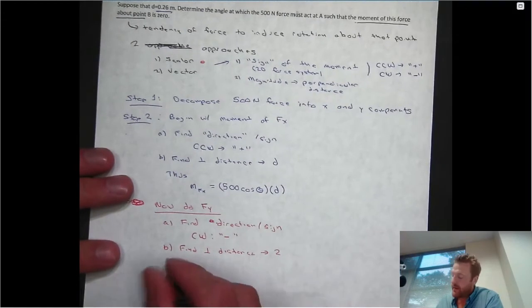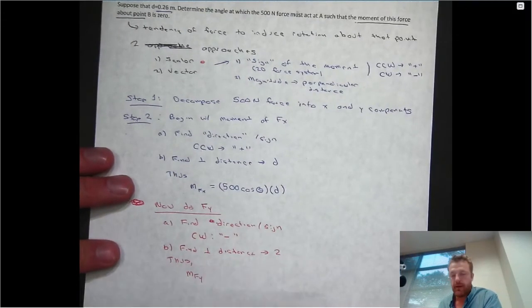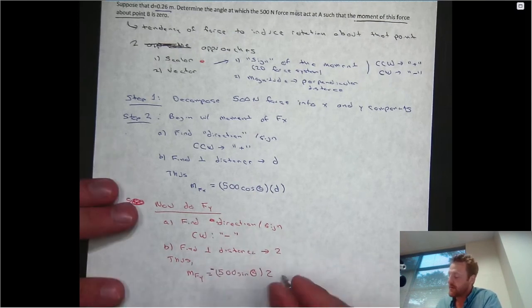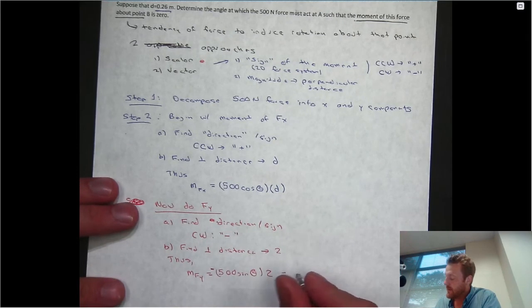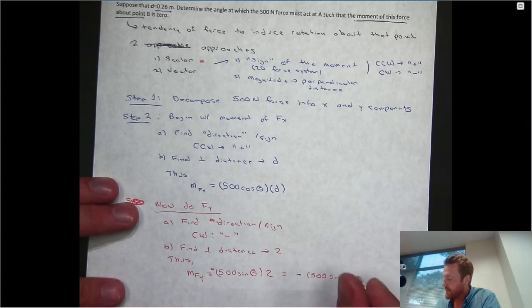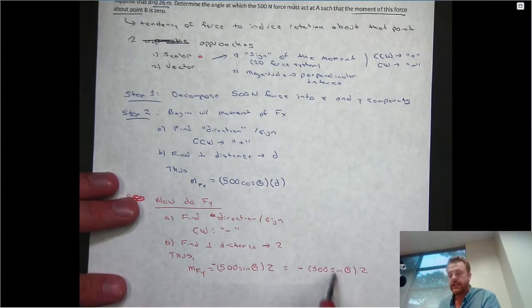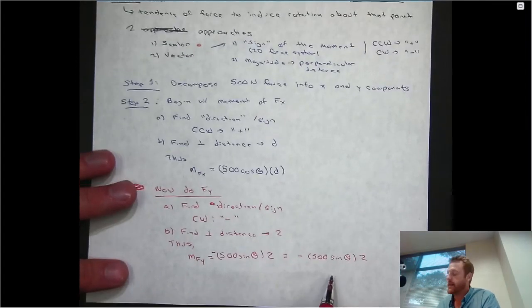So next, I will finally compute the moment of that y component about point B. It's just going to be the magnitude of the force, which is 500 sine theta, multiplied by the perpendicular distance, which is 2. And don't forget to put a negative in front, since that rotation is in the clockwise direction, which is negative by convention. So I'll just write it out a little bit clearer here. This is going to be minus 500 sine theta times 2. So that's the F times d formulation that you see in the textbook.